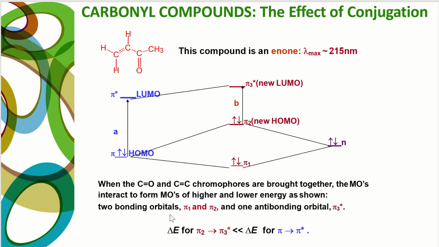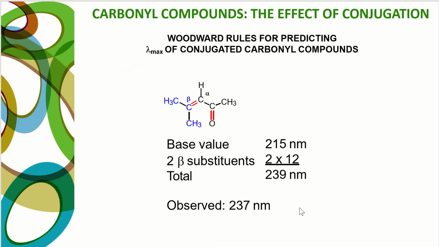And so we have two bonding orbitals, pi 1 and pi 2, seen here, which have electrons, and one antibonding orbital, pi 3 star here, which is our new LUMO. And so the change in energy for pi 2, as seen here, to pi 3 star is much less than the change in energy for a typical pi to pi star. And that is synonymous to what we saw earlier.